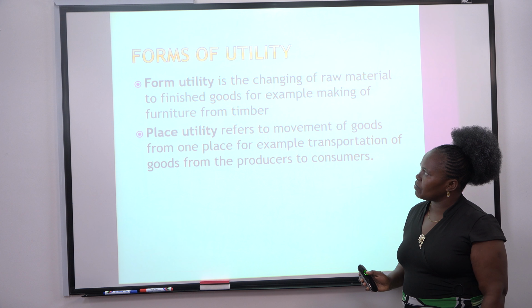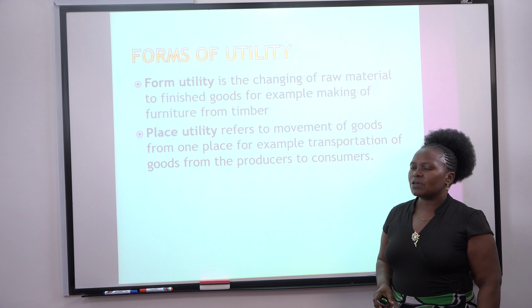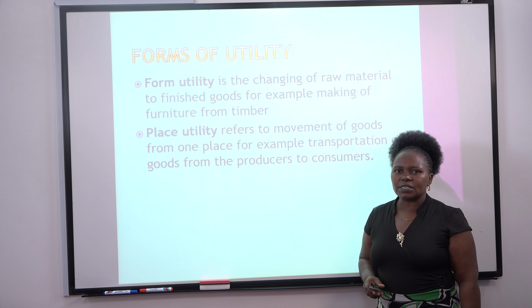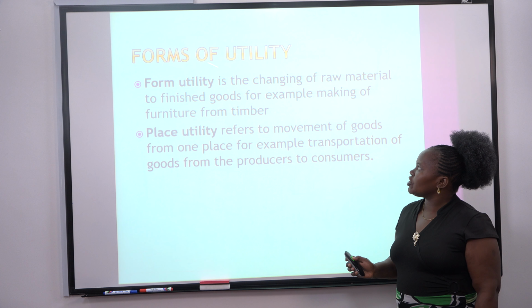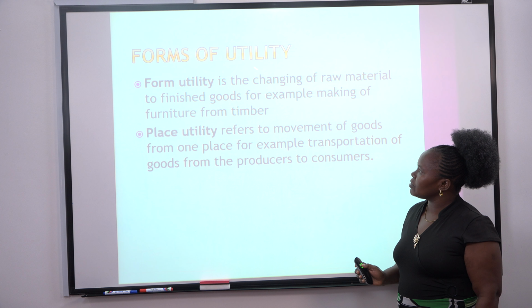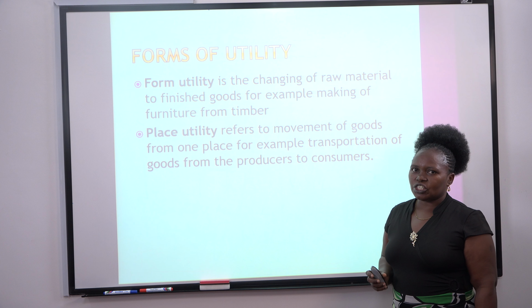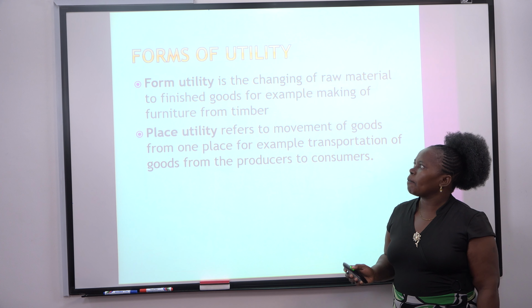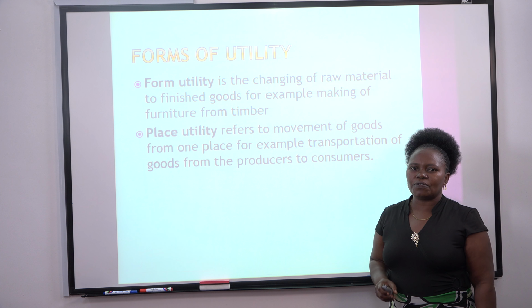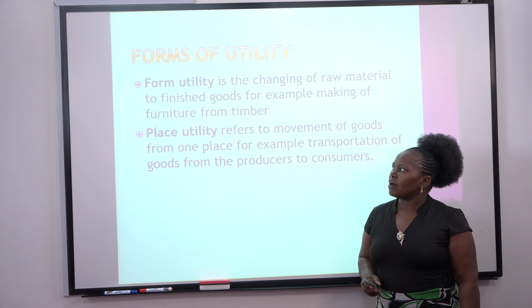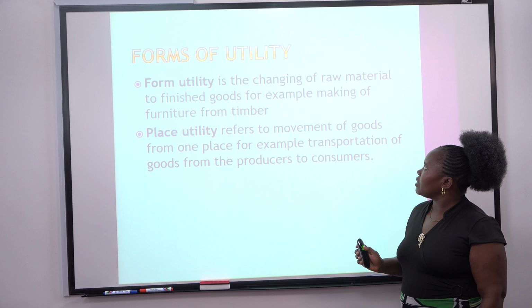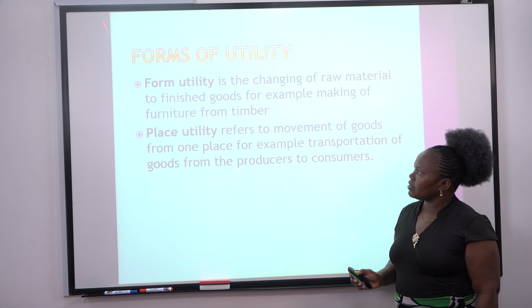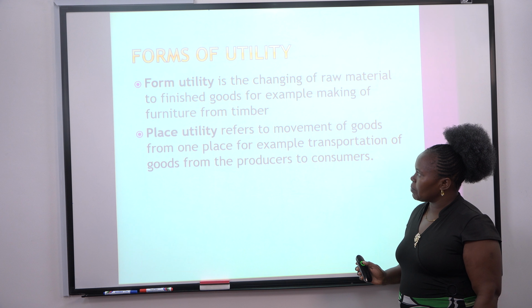The first type of utility is form utility. Form utility is the changing of raw materials to finished goods and the services. When we change goods from one form to another, we create form utility. A very good example is making of furniture from timber.